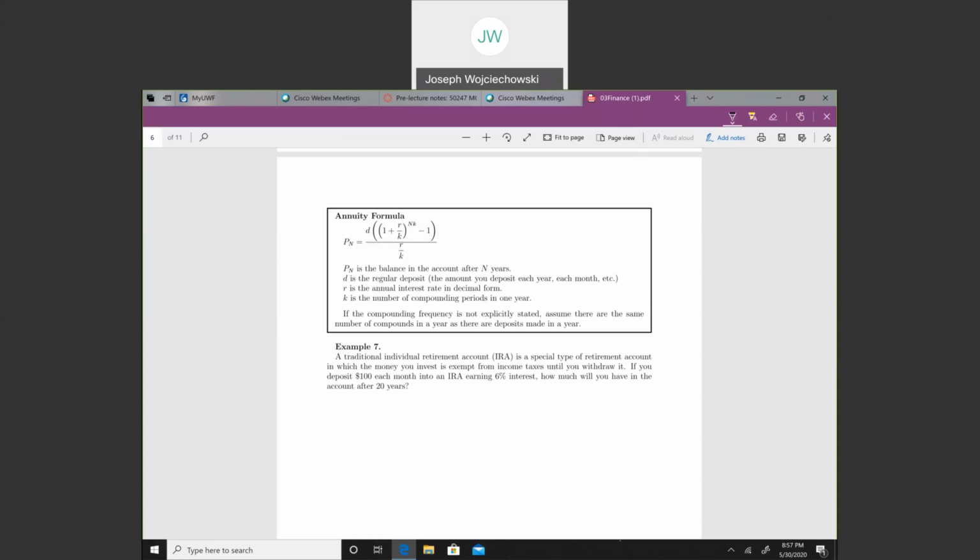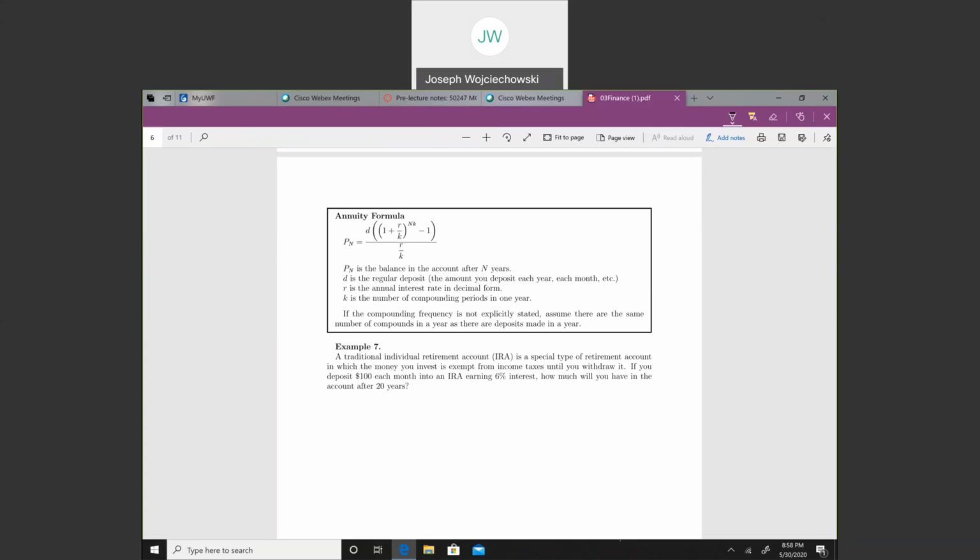So we're looking at a principal balance in the account after n years is equal to D, which is our regular deposit, times (1 plus R, which is our rate, divided by K, which is again compounding periods) to the N, which is the number of years, times K, minus 1, over R divided by K. Okay, it says here if the compounding frequency, which is K, is not stated, assume they are the same number of compounds in a year as there are deposits made.